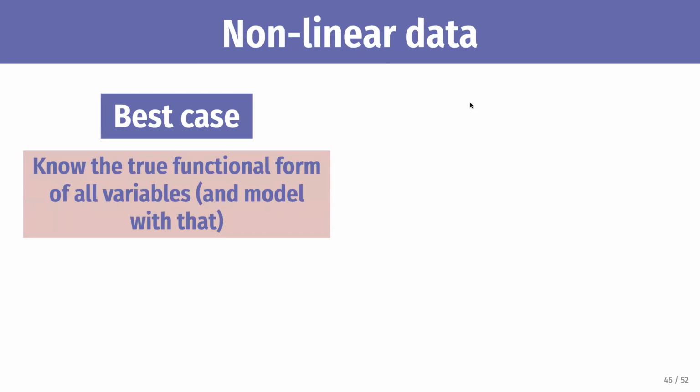Another really common one is nonlinear data. The best case scenario is that you know the true functional form of all of your variables in your model, and you include that functional form or transformations of your variables appropriately. But sometimes that's not possible. Sometimes it's because you don't know the functional form, or because you really don't have enough data to estimate accurately a wiggly line. If you don't have enough data to do that, you can end up overfitting, which is also not ideal.